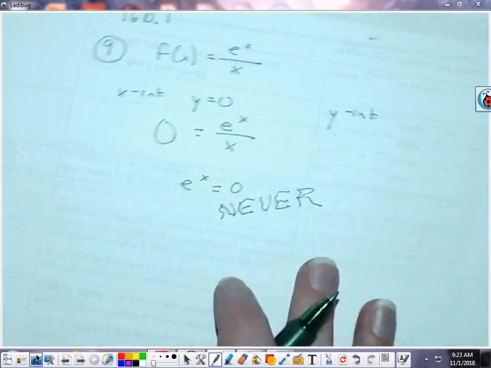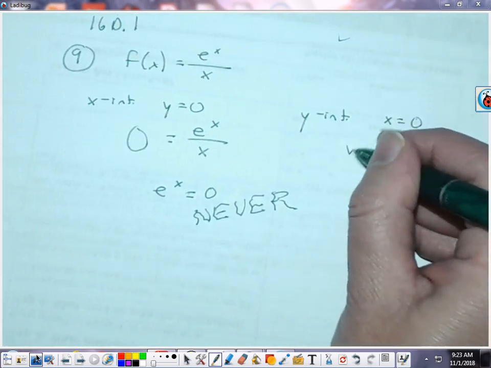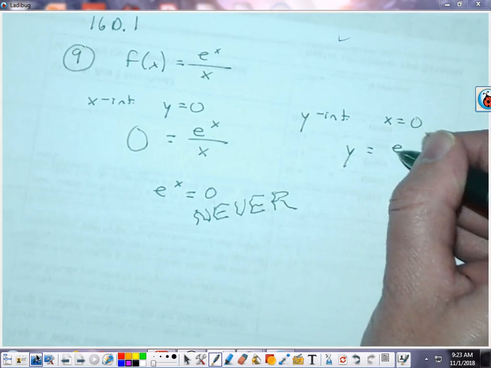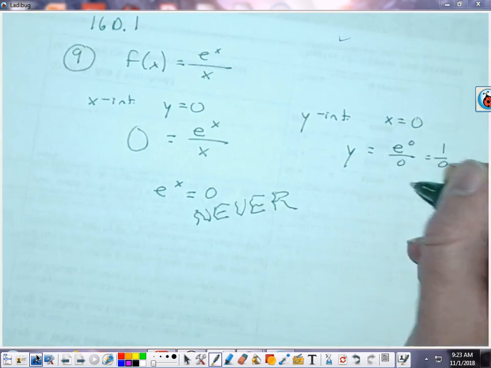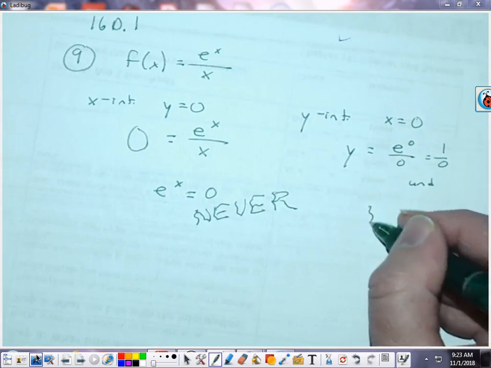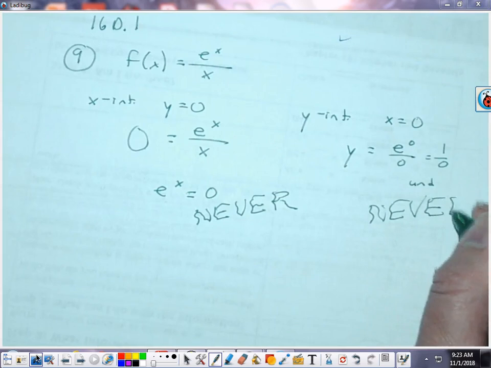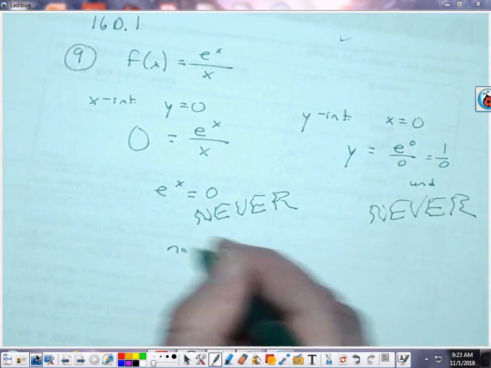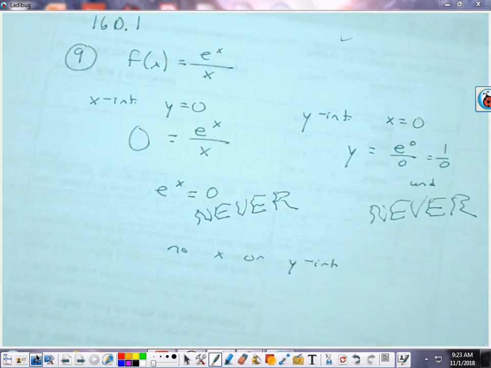Y-intercept, how would you do that? And so you would have y equals e to the 0 over 0. Well, that's 1 over 0, and that's undefined. Okay, so that's also basically a spooky never. So there are no x or y intercepts. Was it all of this one that you had trouble with? It was certain ones. I got lost after that part.